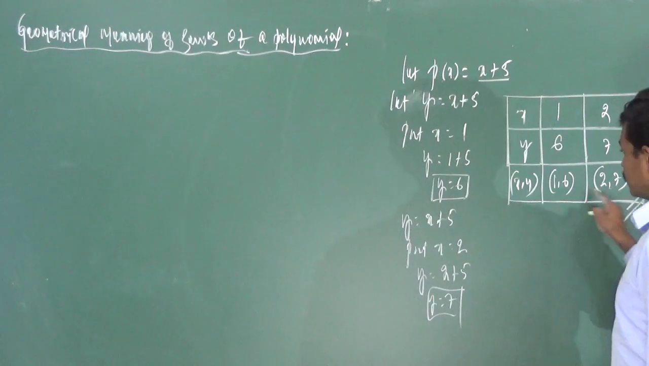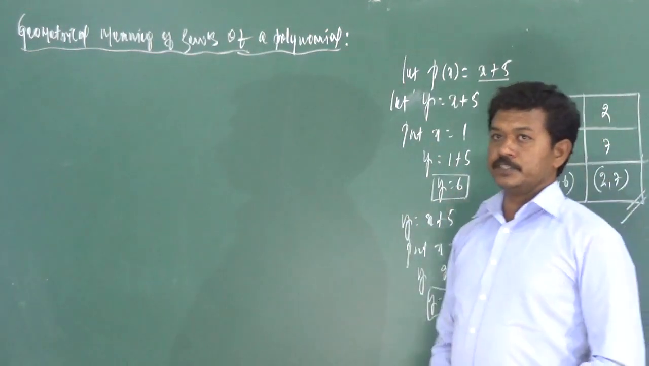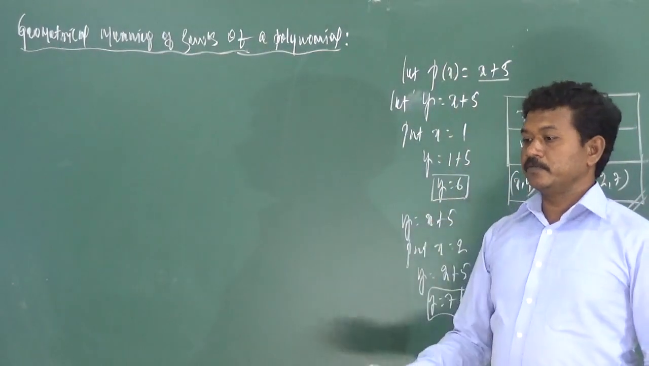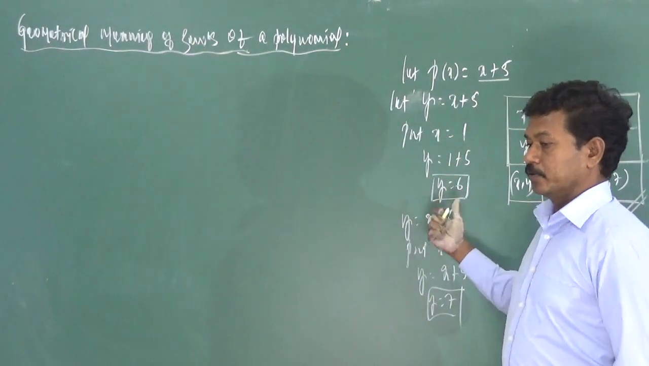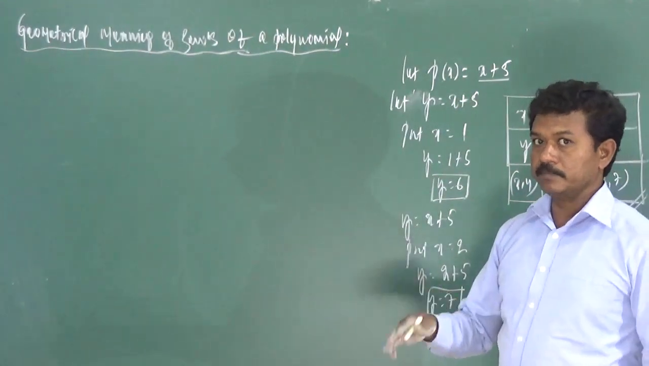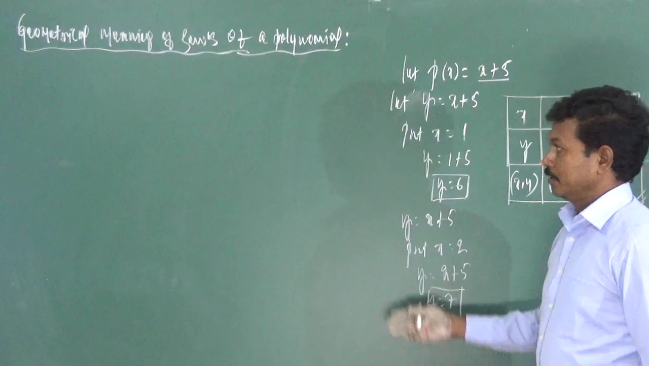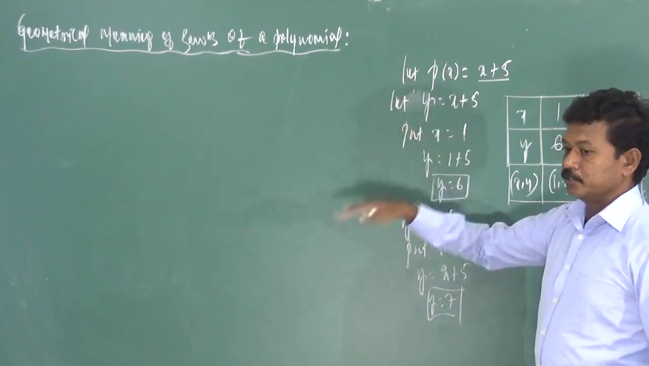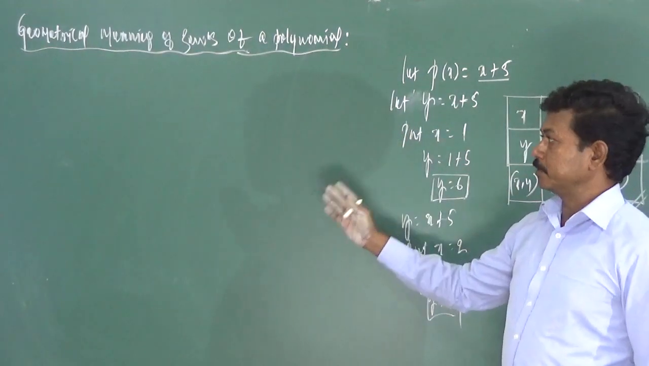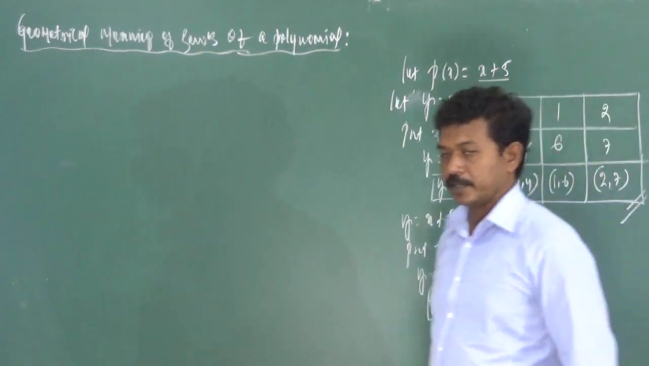So now let us plot these 2 points on the graph sheet, and we will draw a straight line, and by graphical method we will obtain the zero of this polynomial. For this polynomial I don't know which is the zero. I know, but I am telling you I don't know which is the zero. But by using the geometrical method, we will find out exactly where the zero of the polynomial is located. Okay.